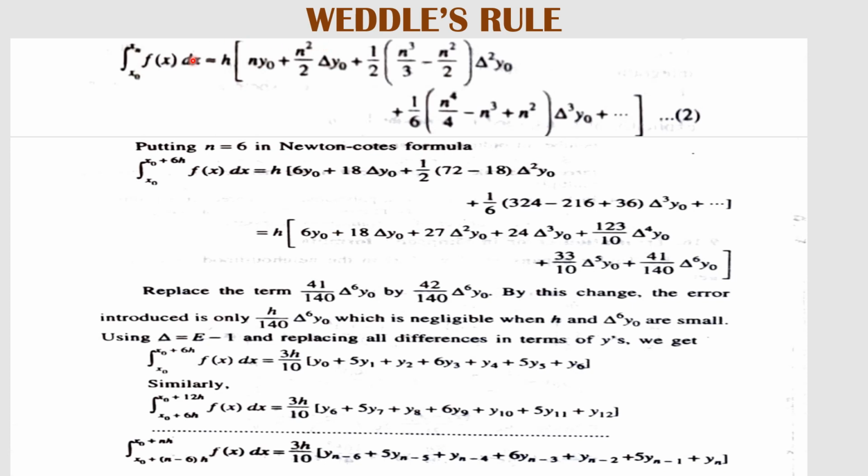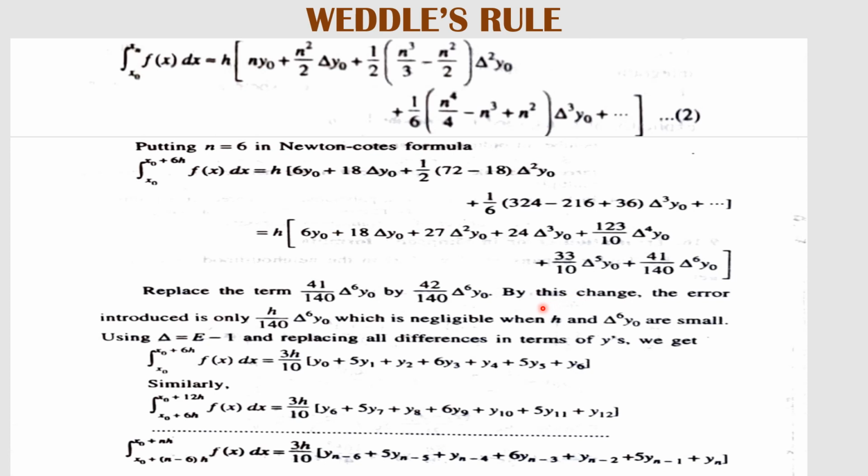So again, the limit here will now become x0 to x0 plus 6h. n will take the value 6 here. After that, as usual procedure, we will be replacing the corresponding terms. So here it is given as: replace the term 41 by 140 del power 6 y0 by this quantity.